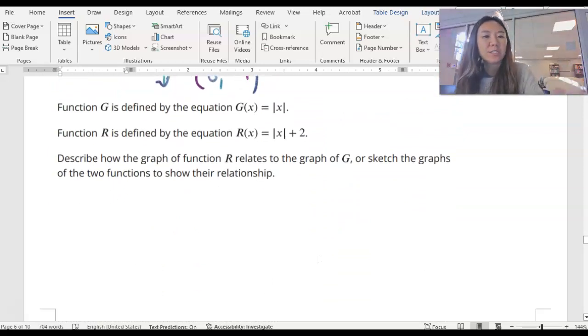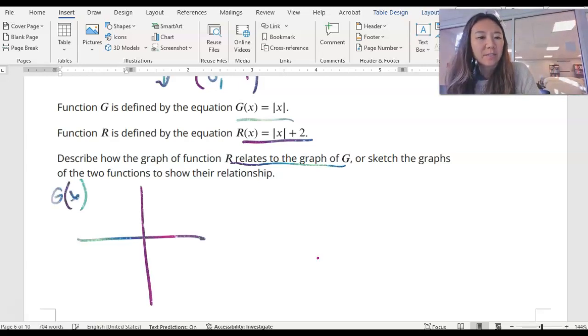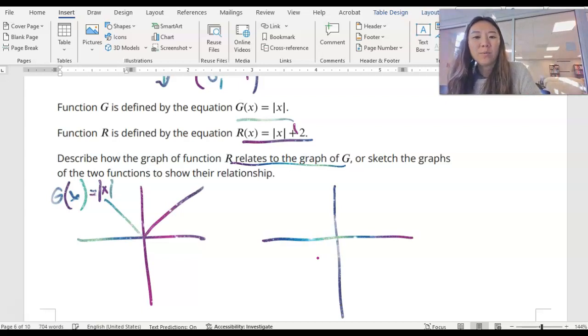All right, function g is defined by this equation, function r is defined by this equation. How is function r related to graph g? Sketch the graphs of the two functions to show the relationship. So let's go ahead and sketch g of x equals the absolute value of x, which we know is our standard absolute value graph, right? When we have this plus 2 outside of that, that means that anytime I put a value for x in here, it's going to be increased by 2 for an output.